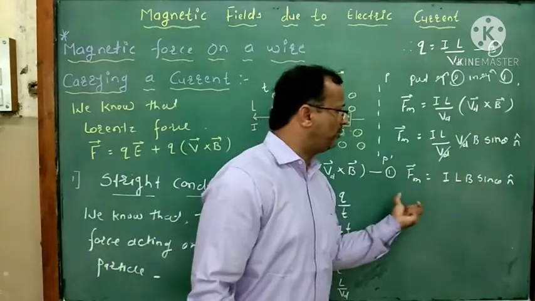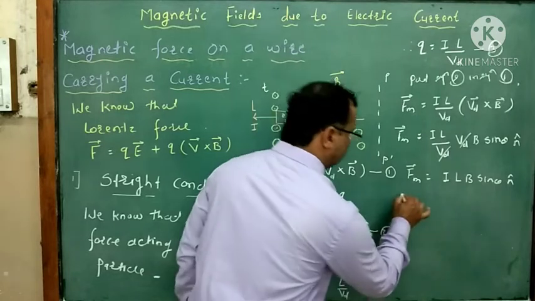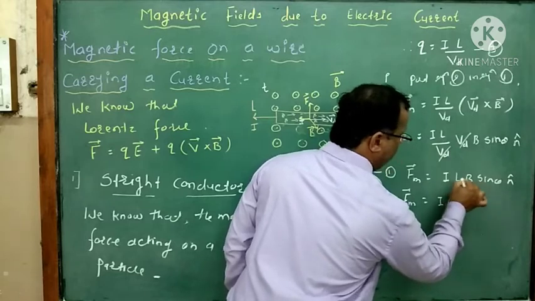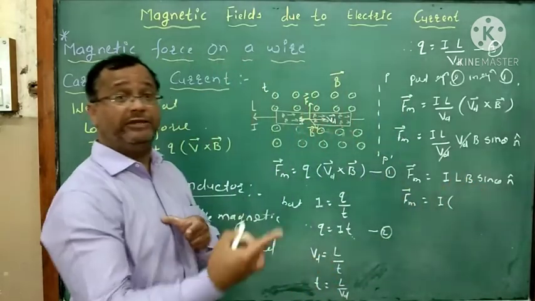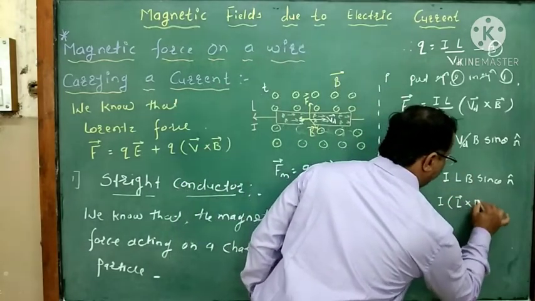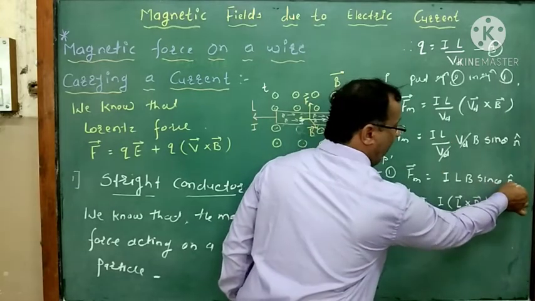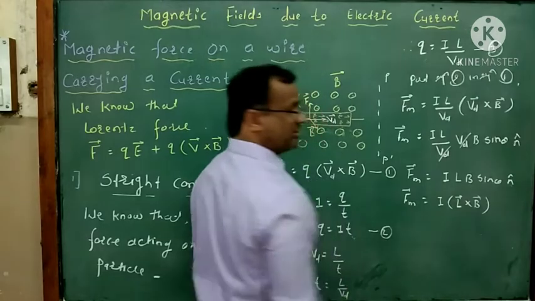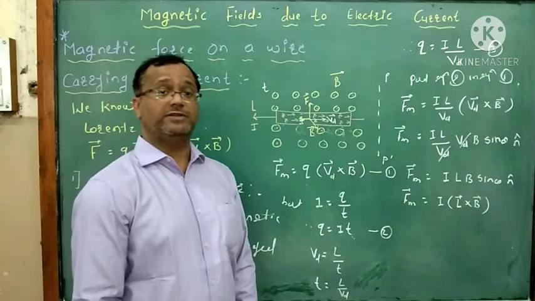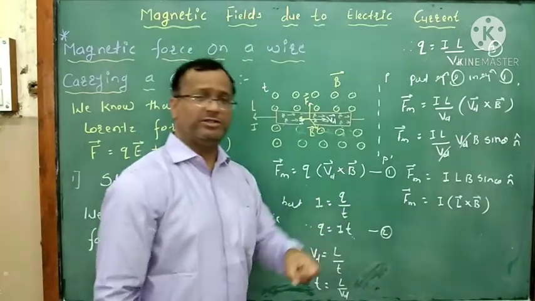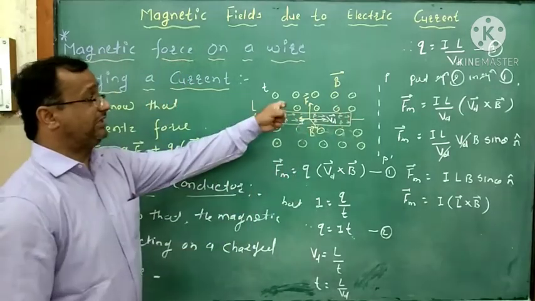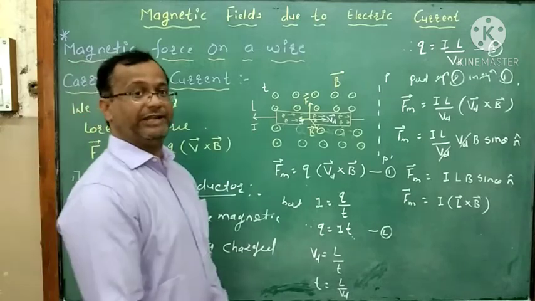Again, if you want to write this in terms of the cross product, then Fm is equal to I as it is, L and B. L is the length vector and B is the magnetic field. So we write L cross vector B. Instead of sin theta and the unit vector, we simply use the cross sign. So Fm is equal to I into L cross B. This is the force acting on the conductor or charged particles inside the external magnetic field.